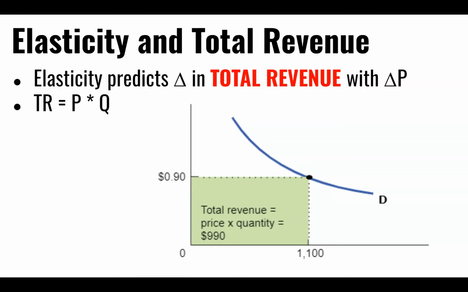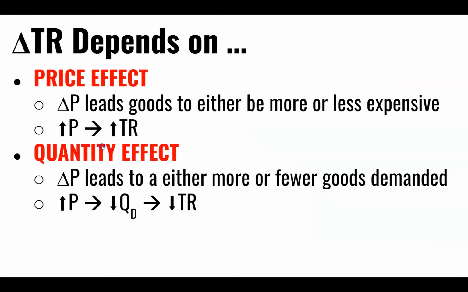So when it comes to vocabulary, total revenue is equal to the price of the good times the number of goods sold, or price times quantity. That tells us the total amount of money coming in. And the change in total revenue will be dependent upon which of two effects is greatest. You have what's known as the price effect and the quantity effect.